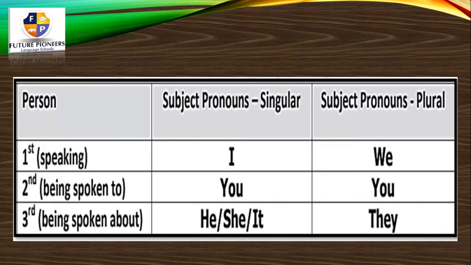Second person, being spoken to, means that someone is speaking to you. The other person speaking to you will mention you as you, in singular, and in plural it's you too. Third person, being spoken about: if someone is speaking about one person, we use he, she, or it. And if that person speaks about many other persons, we use they. So we have subject pronouns singular and plural too.